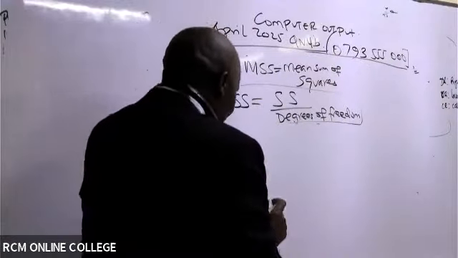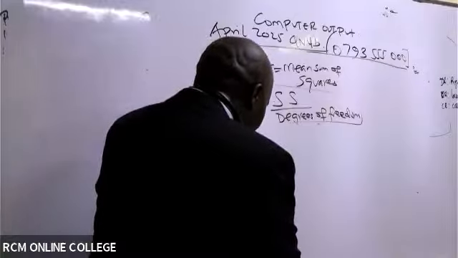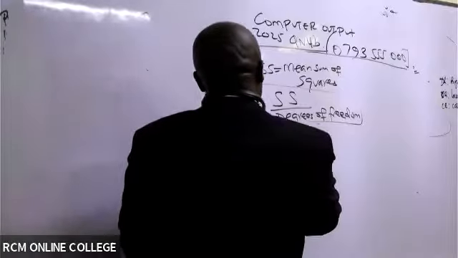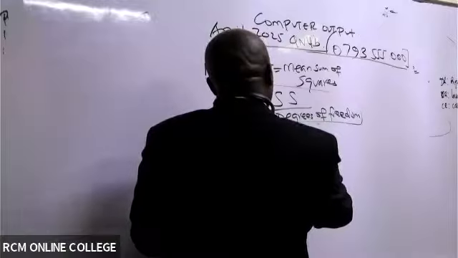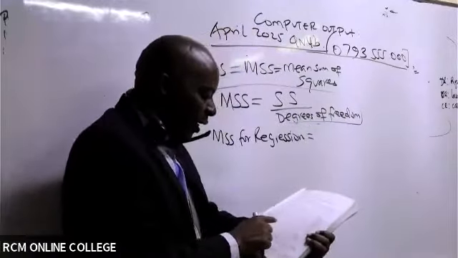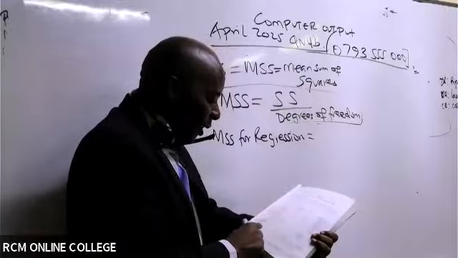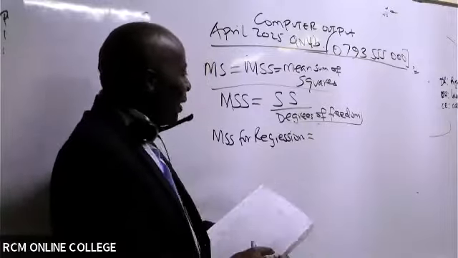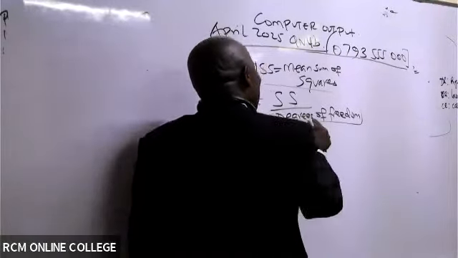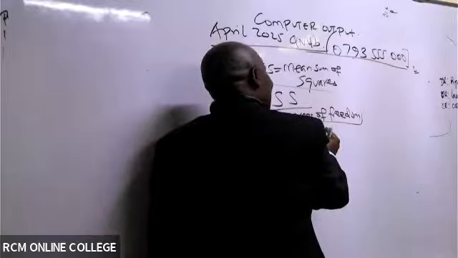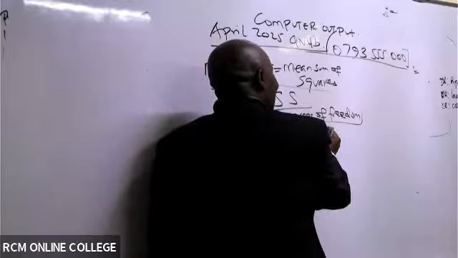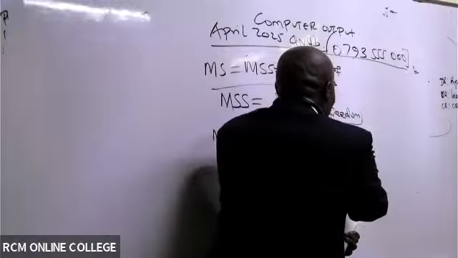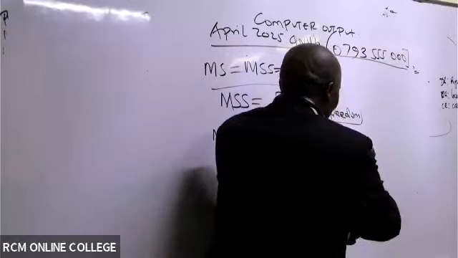Now, ladies and gentlemen, I want us to try something. I want us to calculate MSS for regression. You see, we have MSS for regression and MSS for residual. So for MSS for regression, can somebody give me what to substitute here? Is there somebody who is able to see the SS for regression? SS is sum of squares. SS for regression is how much? Oh, I'm alone. 34, 61, 30, 20, isn't it?